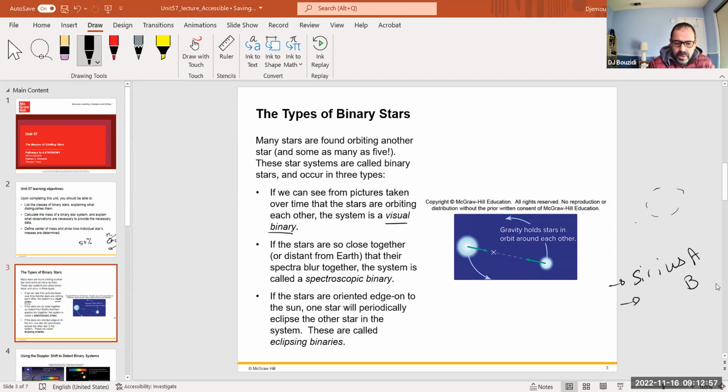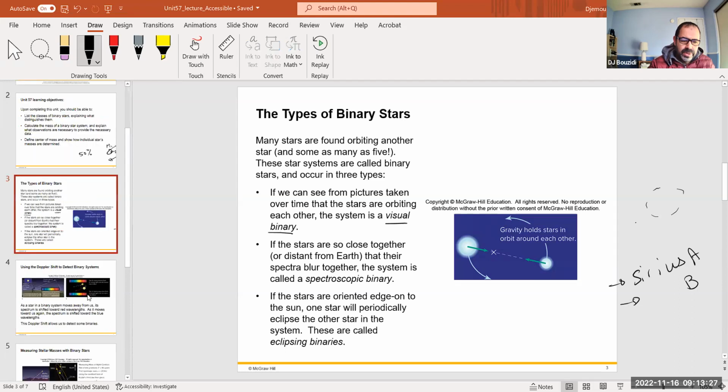And there is another type where the two images are blurred into one another, and you can resolve them with spectroscopy. Those are called spectroscopic binaries. And then there is another, where they happen to be edge on, so you cannot see their distinct spectra. In this case, one of them goes in front of or behind the other on a regular basis, and those are eclipsing binaries. So those are the main types that we can study from Earth.